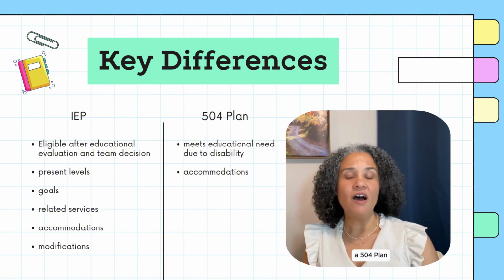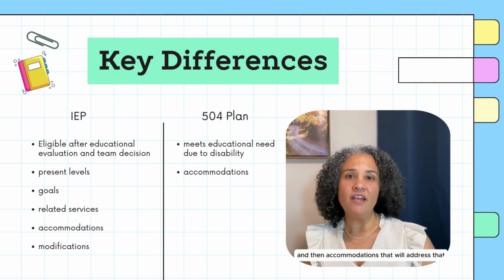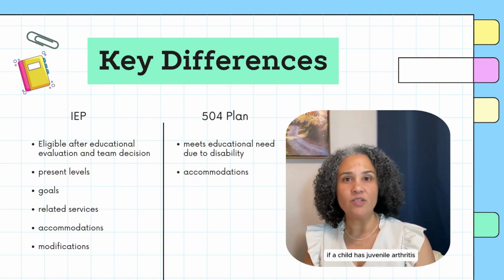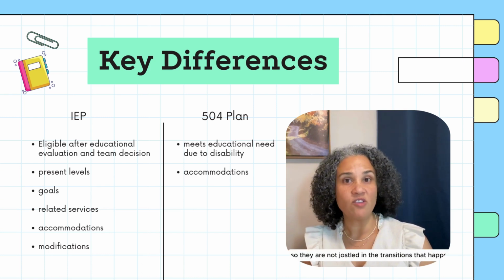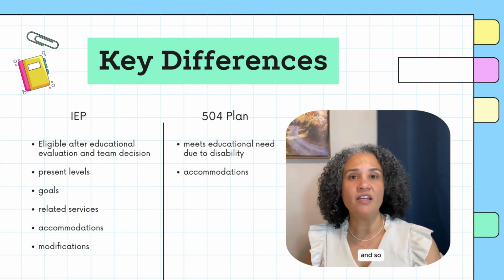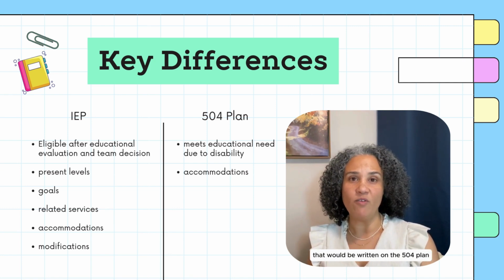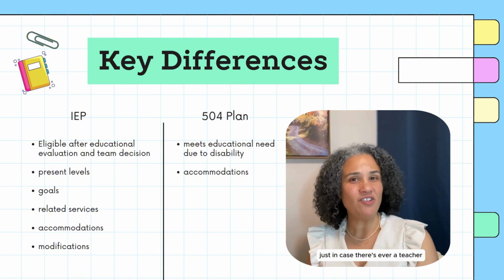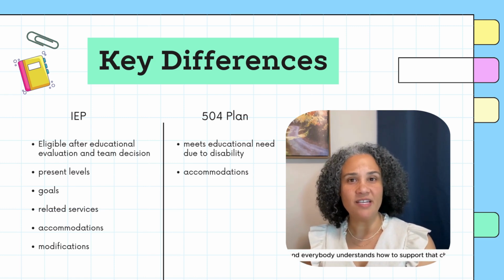A 504 is to address what is usually a chronic health condition, and then accommodations that will address that. So for example, if a child has juvenile arthritis, then they might need to leave class 3 minutes early every single day so they are not jostled in the transitions that happen like at a junior high or high school. And so maybe all they need is to leave 3 minutes early every single day, and that's it. So if that's the only accommodation needed, that would be written on the 504 plan. It would be important to have a 504 plan just in case there's ever a teacher who doesn't want to let a student leave early, and then it's just outlined and everybody understands how to support that child.